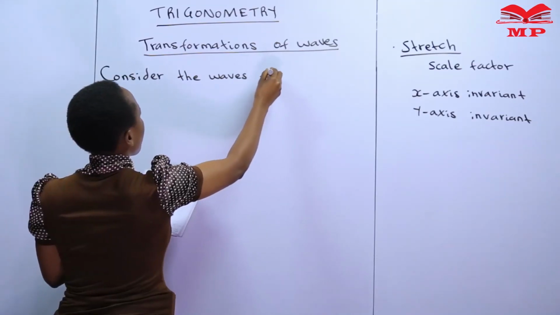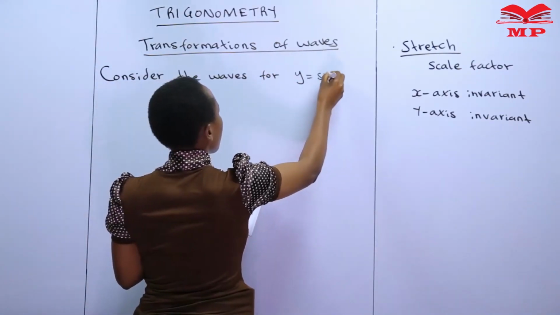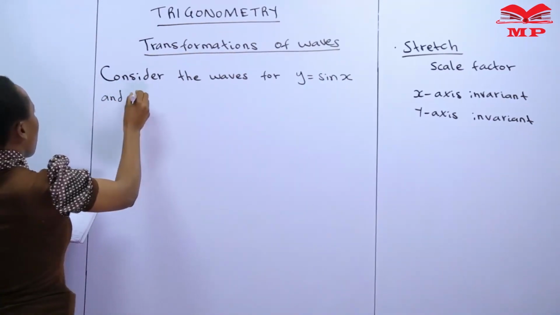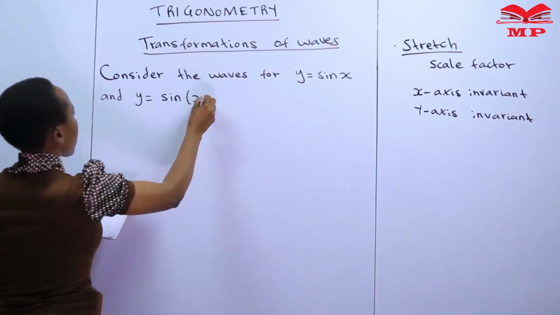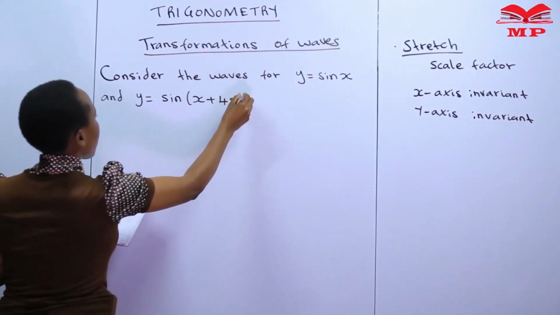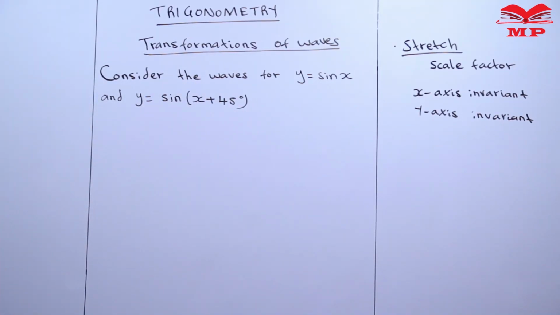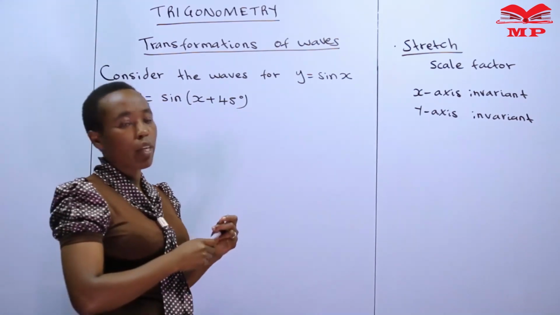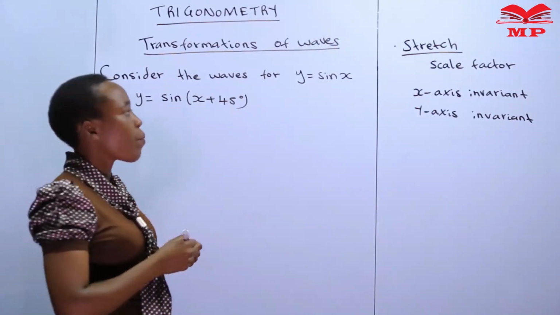Consider the waves: we have y is equal to sine x and y is equal to sine (x plus 45 degrees). So we are going to consider that, and then we describe the transformation. So in this case, this is what we have. We want to describe the transformation.